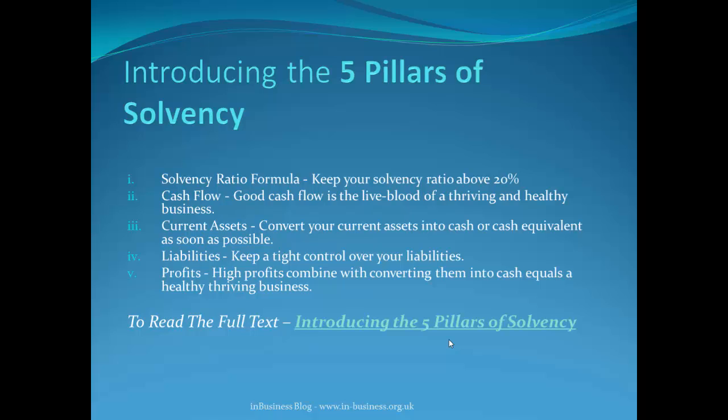So the solvency ratio formula is keeping your solvency ratio above 20%. Cash flow. We've got to remember that good cash flow is the lifeblood of a thriving and healthy business. Current assets. Make sure you convert your current assets into cash or cash equivalent as soon as possible. Liabilities. Keep a tight control over your liabilities. And profits. High profits combined with converting them into cash equals a healthy, thriving business.